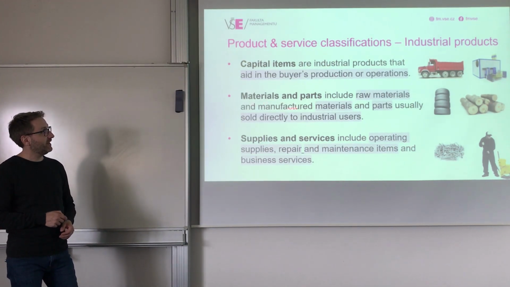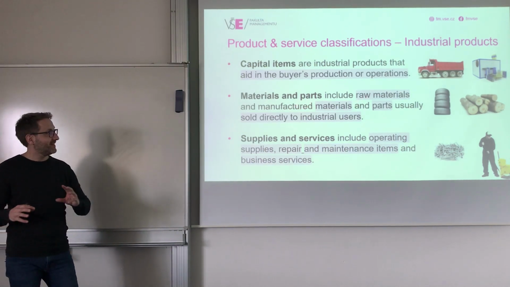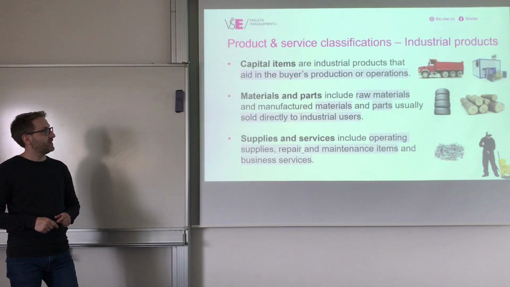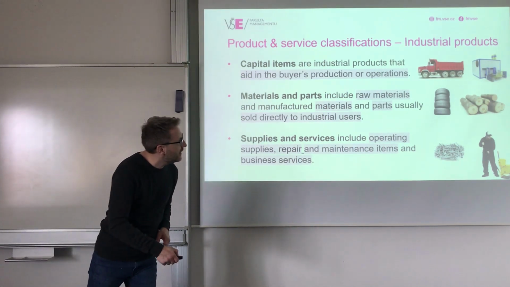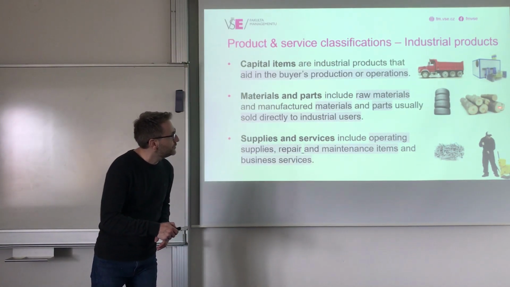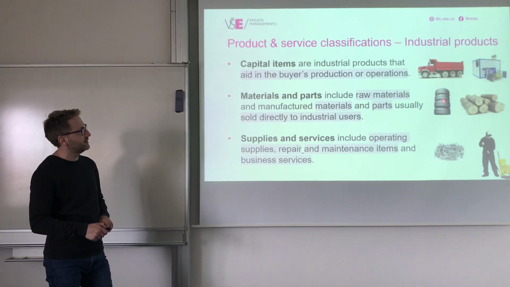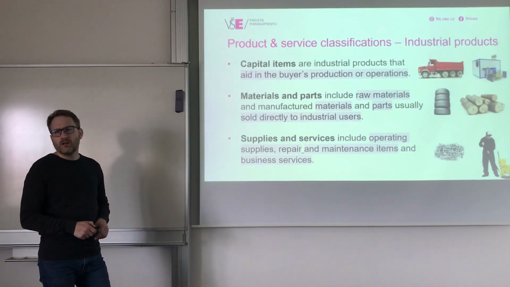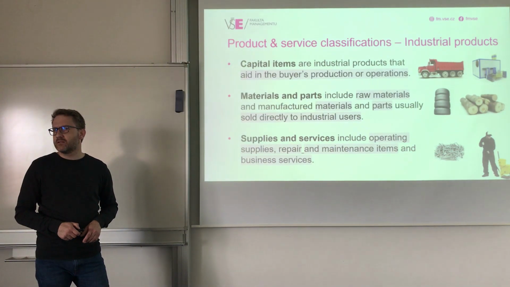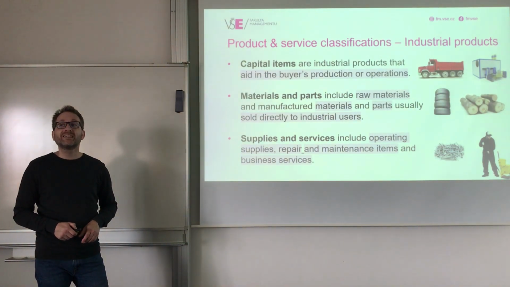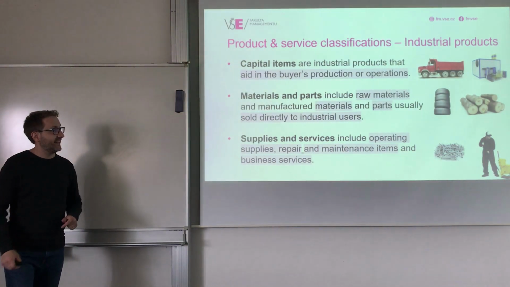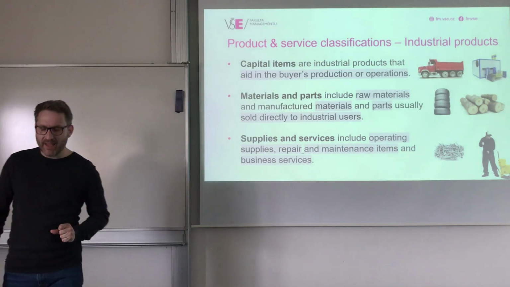Then we have materials and parts. The parts include also raw materials and also manufactured materials and parts usually sold directly to industrial users. As you can see, this is wood and also, I don't know how to say it in English, the wheels. I'm sorry. Tires. Tires. Thank you very much. Tires. Yes, tires.